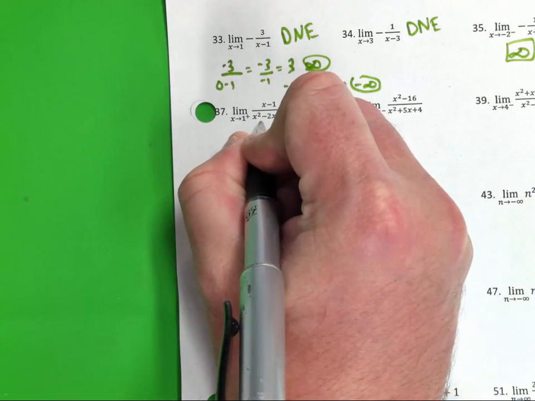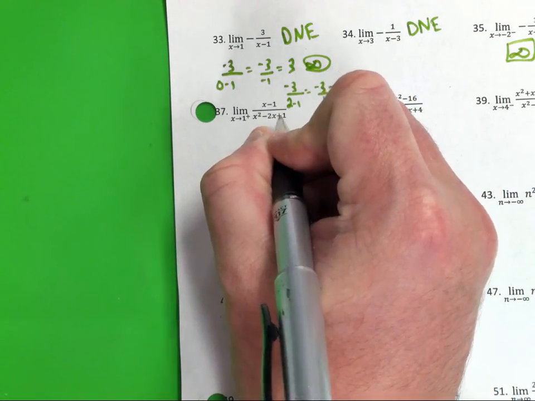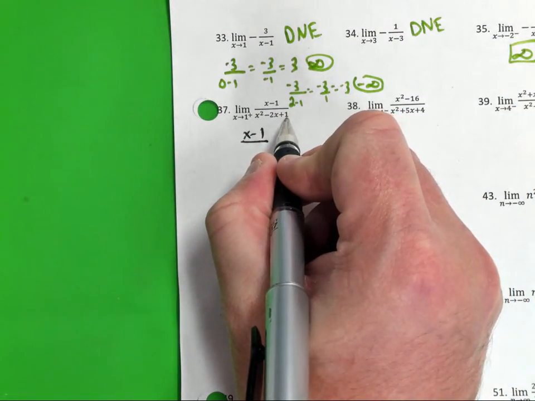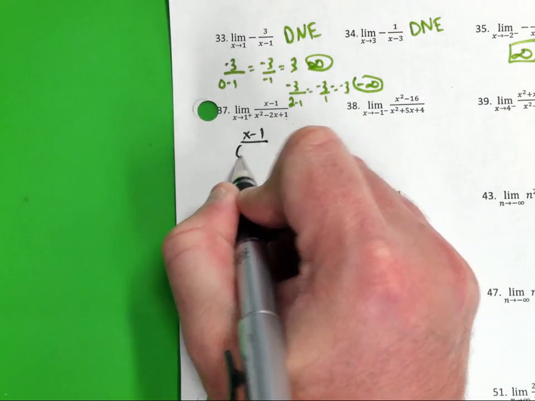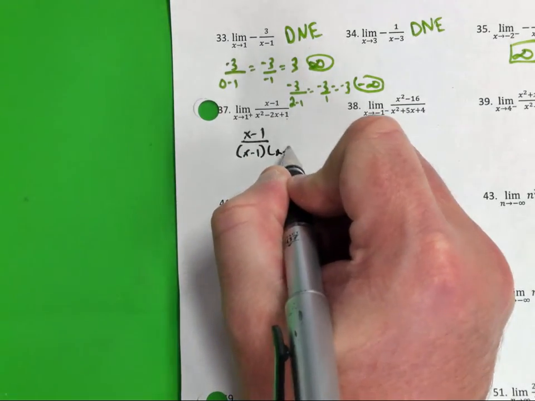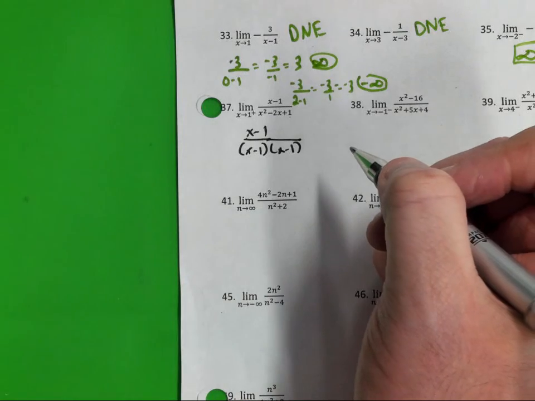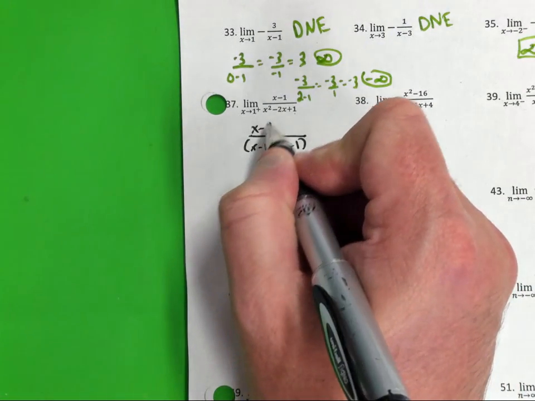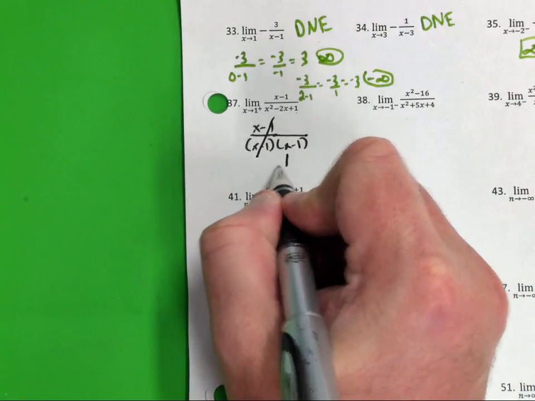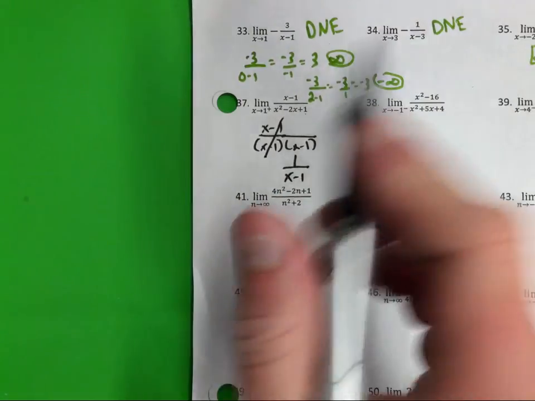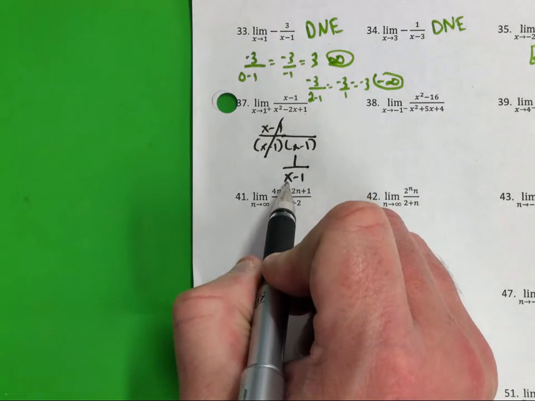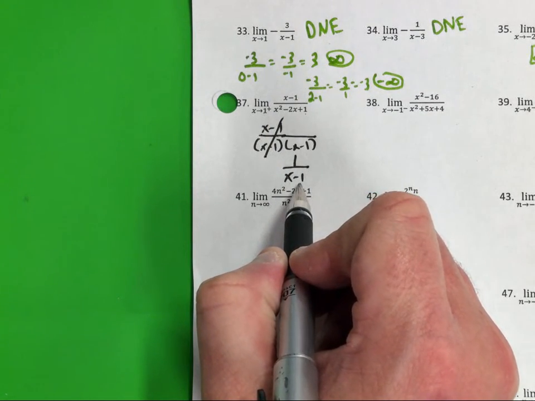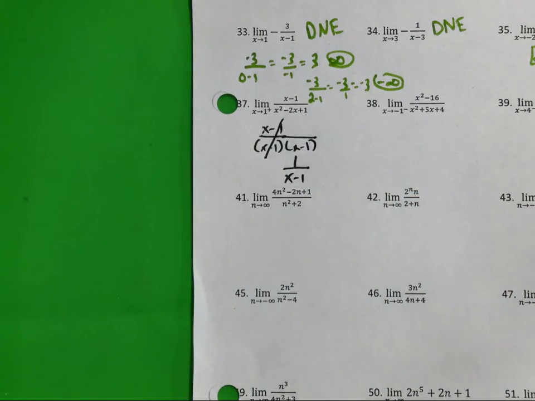I plug 1 in. I get 0 in that denominator. So I'm going to try to use a toolkit strategy. It's got to multiply to give me 1, add to give me negative 2. Factoring should be automatic. Now, right here, I cancel that out. I'm left with 1 over x minus 1. Now I'm going to try direct substitution. 1 over 1 minus 1 still gives me 0 in the denominator. That means now I've run out of strategies.